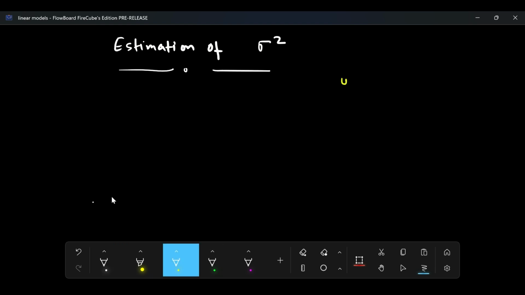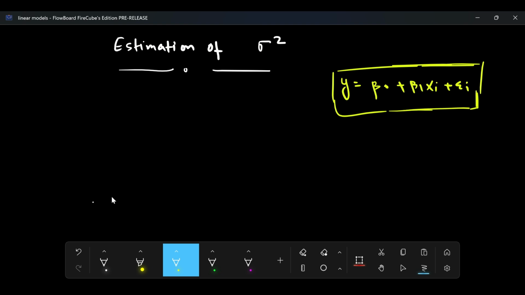As you know, y is equal to beta naught plus beta 1 xi plus epsilon i. So estimation of sigma square of what? कौन सा sigma square का estimation हम करेंगे? As you know, epsilon will follow normal 0 comma sigma square. So we are estimating this error variance, that's sigma square, where sigma square is my error variance.